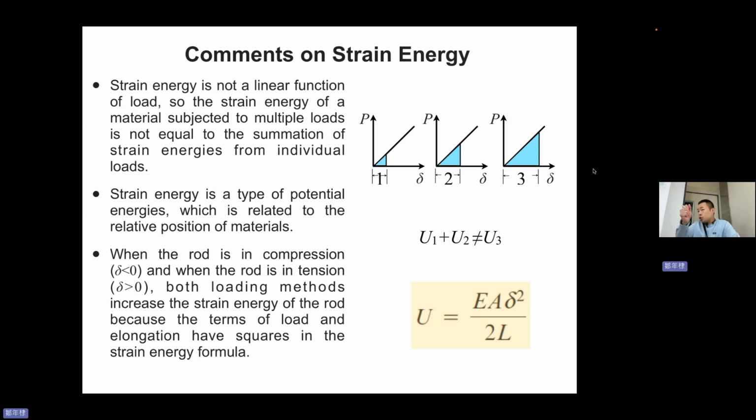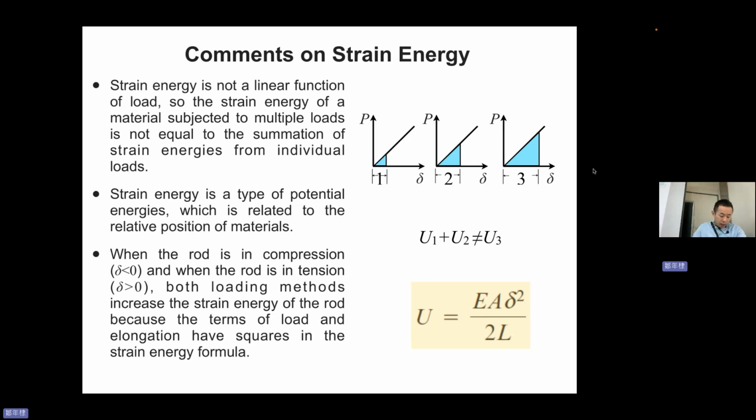Remember that you do the elongation for the spring, you change the position of the spring, right? And then you release that, it will go back to its original shape. So you release that strain energy. So strain energy is related to the position. So it's a potential energy. When the energy is related to the position, it's called potential energy.